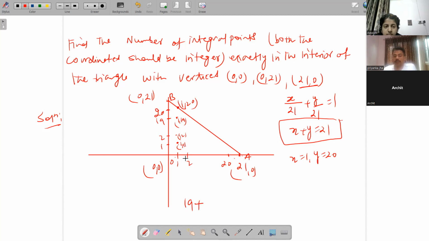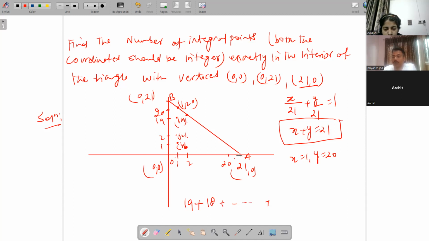Now, if you consider x equal to 2, then 2 comma 1, 2 comma 2, and you can go up till 2 comma 19. 2 comma 19 you cannot consider, because if you put x equal to 2, y will be 19, and that point will exactly lie on this side. So from 2 comma 1 to 2 comma 18 you can consider. So there will be 18 points, and like that you will keep counting.